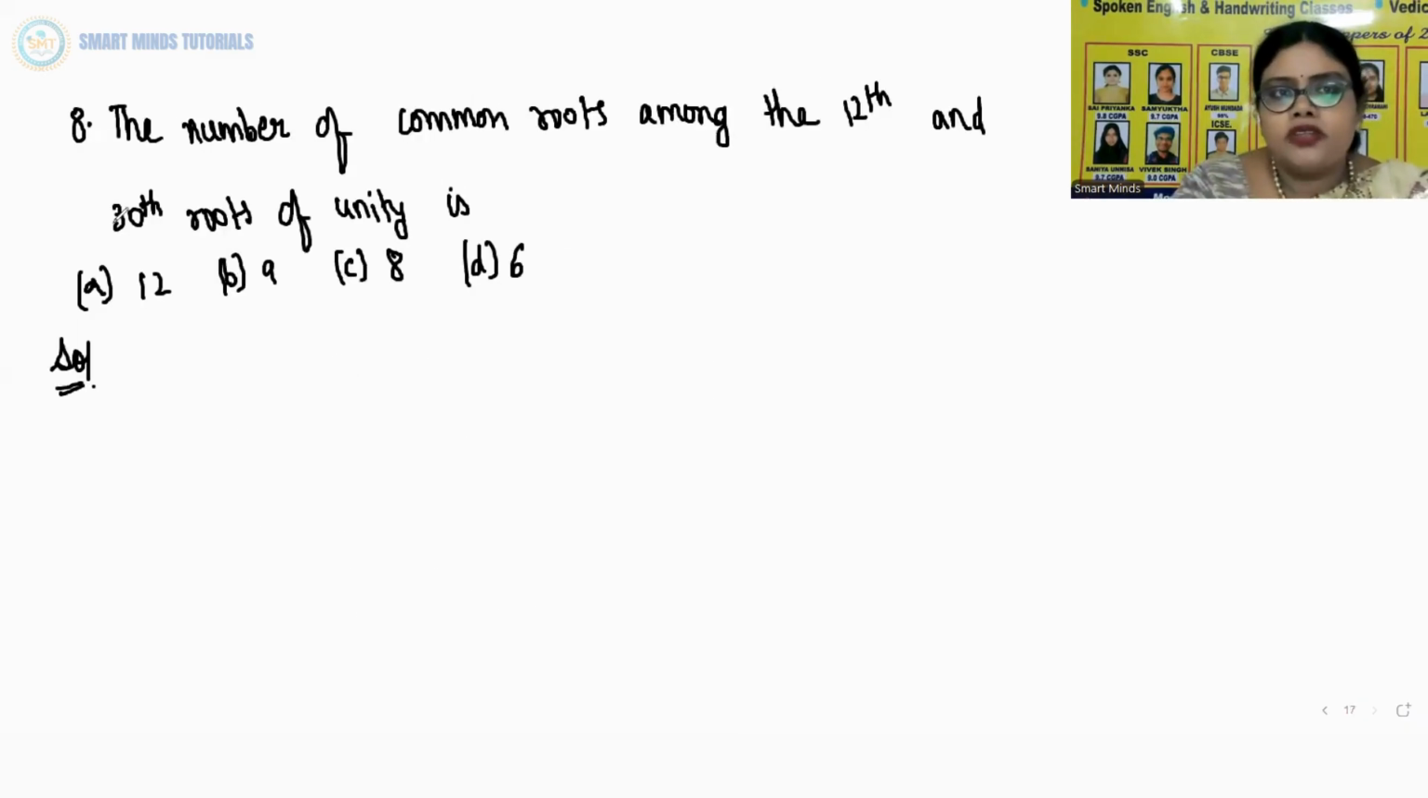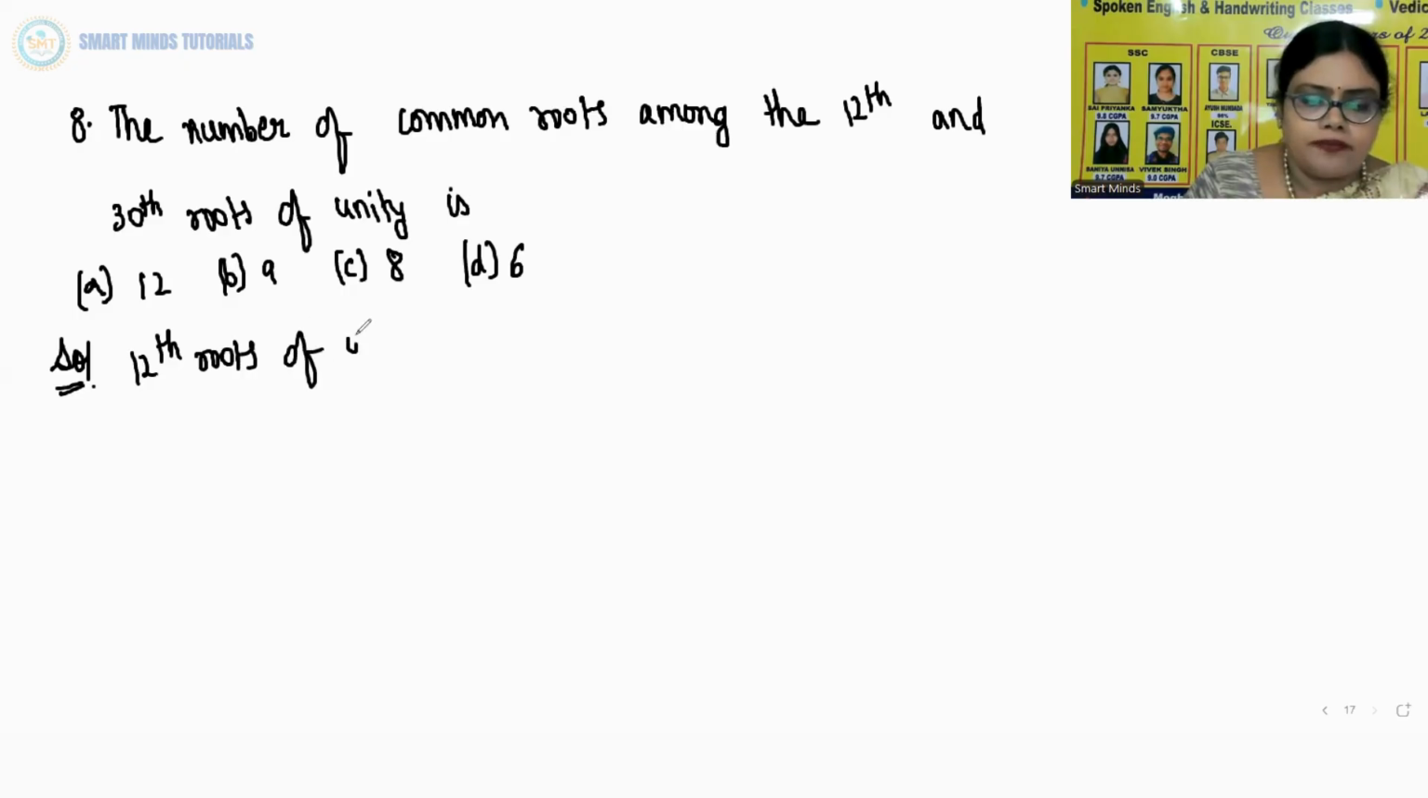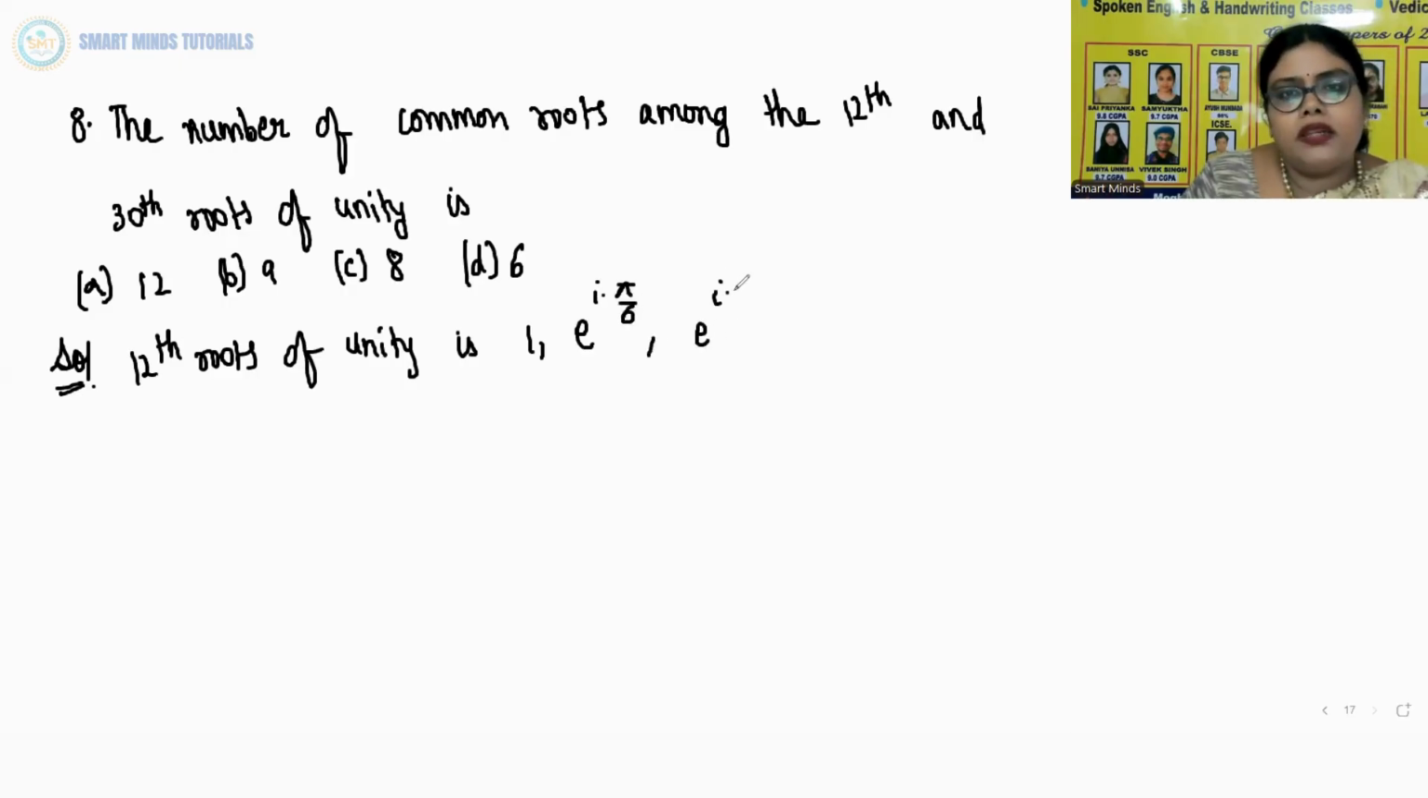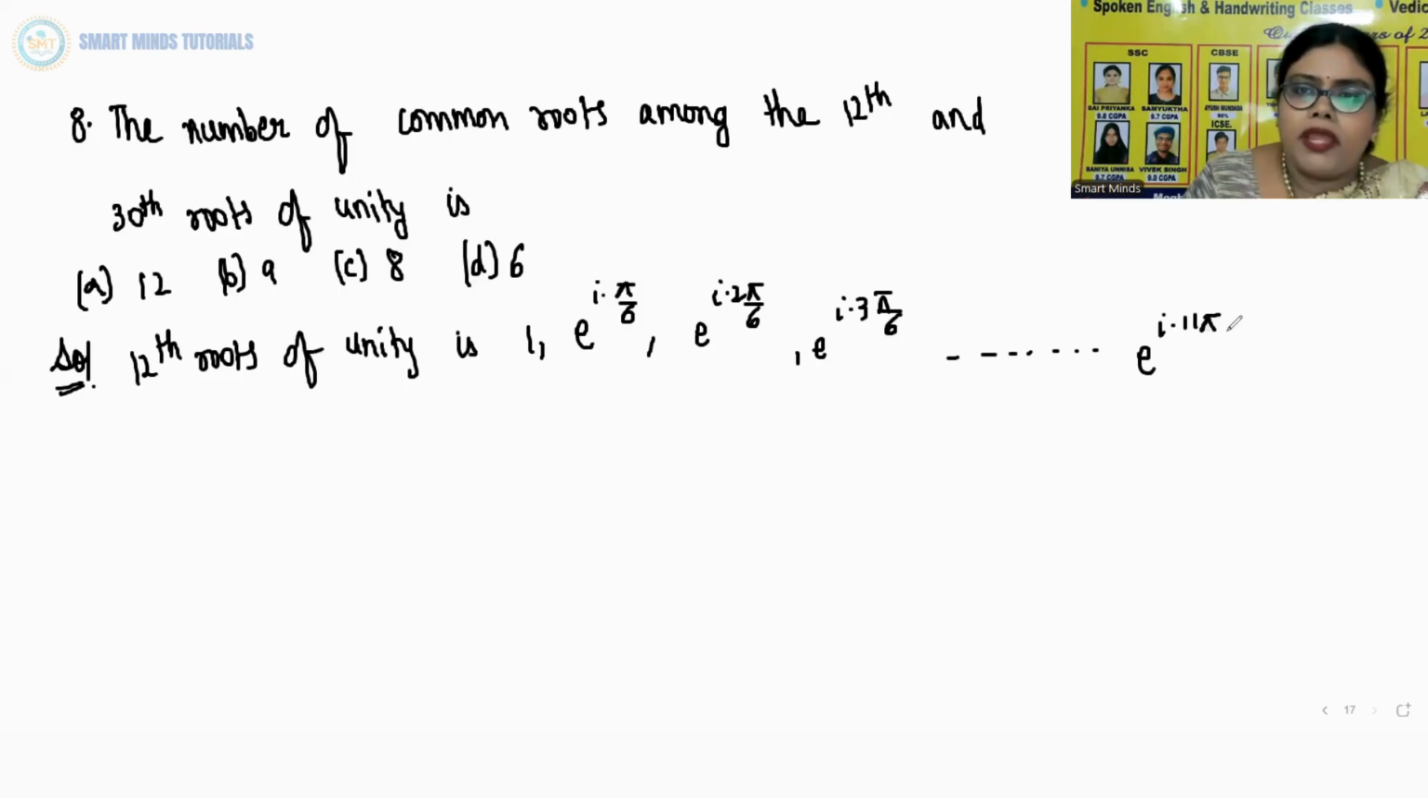So take the next question. The number of common roots among the 12th and 30th roots of unity is. So first let me give you what the 12th roots of unity are. The 12th roots of unity are 1, e power i into pi by 6, e power i into 2 pi by 6, e power i into 3 pi by 6, like that, so on up to e power i into 11 pi by 6. These are the 12th roots of unity.